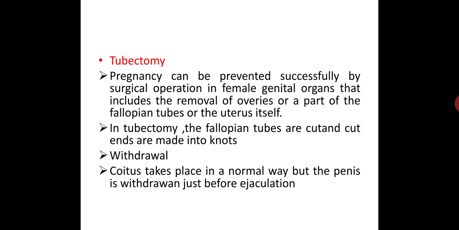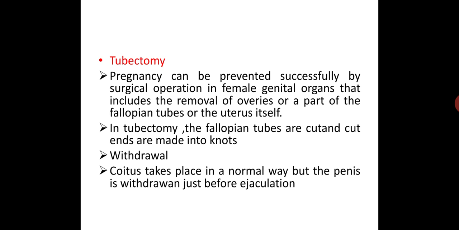Next, the permanent method of prevention of pregnancy is tubectomy, which is done for the female. Pregnancy can be prevented successfully by surgical operation on the female genital organs, which includes the removal of ovaries or a part of the fallopian tube or the uterus itself. In tubectomy, the fallopian tubes are cut and the cut ends are made into knots. So this is what is called tubectomy.